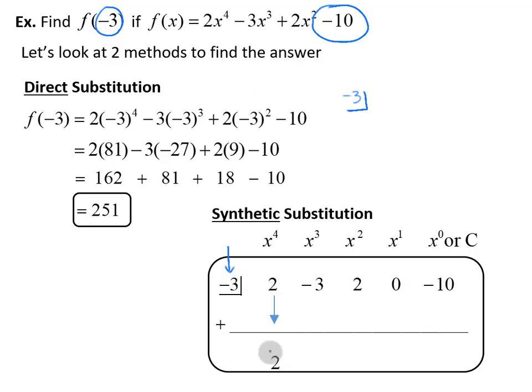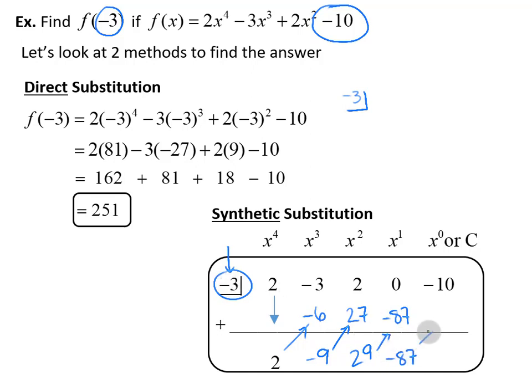We drop this down. Remember, anything below here times the number in the box. So 2 times -3 is -6. When I add, we get -9. -9 times -3 is +27. When I add, we get 29. 29 times -3, it's getting a little tougher. That's -87. Plus 0 is -87.